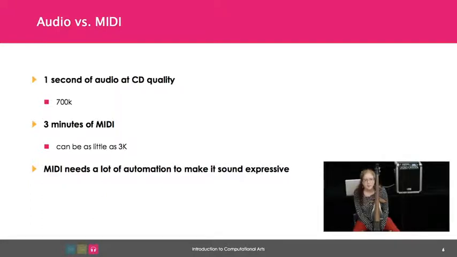MIDI has many advantages over audio. You can change the instrument which is playing very easily. You can reverse sequences without reversing envelopes. You can slow down, speed up, or transpose without getting artifacts. And you can easily remove notes from a polyphonic texture. MIDI is incredibly seductive. However, it can sound mechanical. MIDI is not quite as expressive as audio recordings of performances unless you spend a lot of time automating your effects.